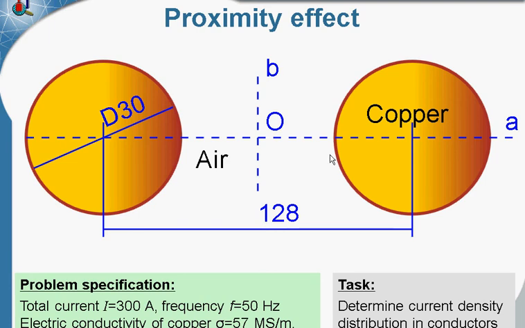In this example, we will simulate two copper rods carrying alternating currents in opposite directions. The current value is 300 amperes. Conductor diameter is 30 millimeters. Distance between the conductor's centers is 128 millimeters. Frequency is 50 Hz. Our task is to determine the electric current density distribution in a conductor cross-section.